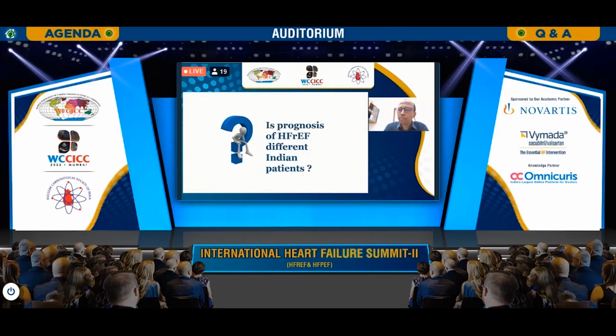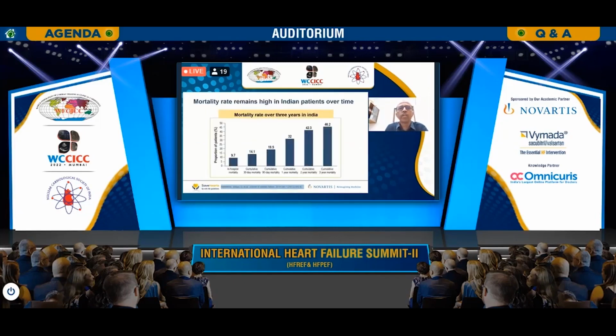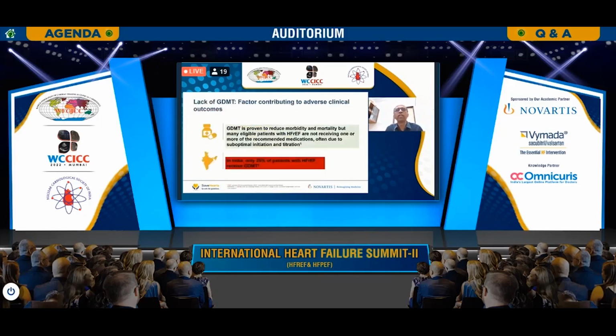What about Indian patients? In India, 1 out of 3 patients is readmitted within 1 year, and 1/3 of heart failure patients in India die within 1 year during their productive life years, which is very, very sad. The mortality over 3 years in India is approximately 46%, which equals the 5-year mortality across the globe. So in India, the 3-year mortality is equal to the 5-year mortality of heart failure in other parts of the world.